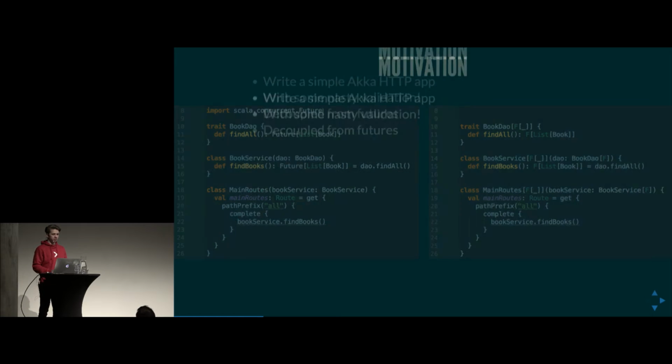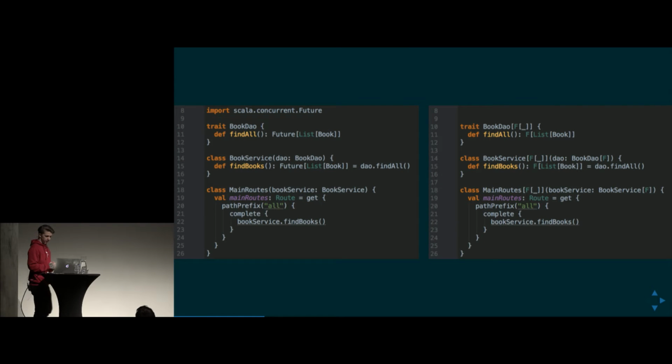And it's done. So I already did this, like in the new Avengers movie. Anyways, on the left side, you can see what it looked like before we got rid of futures. So we have a book DAO with one method in this slide, but there are more in reality. It finds all the books, returns a future of list of book. Then we have a service that calls that DAO method directly. And then we have a routes class that has a dependency on this book service and makes a call in the directive for the all prefix.